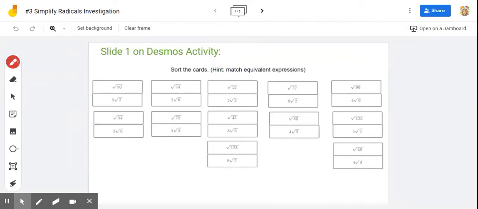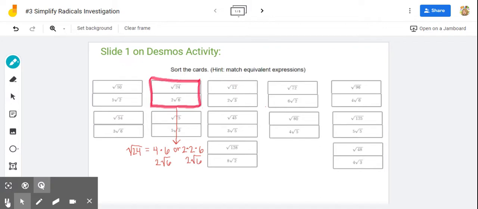Why, hello there, mathematicians. We learned about simplifying radicals by doing a Desmos activity together online. So you guys should have sorted your cards as such. Some of you used your calculator or the Desmos calculator to help you find that they were equal to one another in terms of decimal. But a couple of your classmates made some key observations. In particular, we were looking at the square root of 24 and the square root of 54.